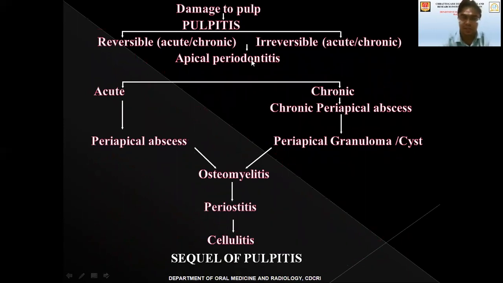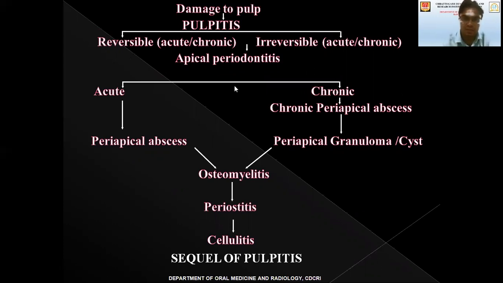In the last lecture, we learned what pulpitis is, how pulpitis occurs, and what the different causes of pulpitis are. We discussed the physical, chemical, and bacterial causes. We have also discussed what is reversible pulpitis and what is irreversible pulpitis. In this lecture, we will discuss the periapical changes.